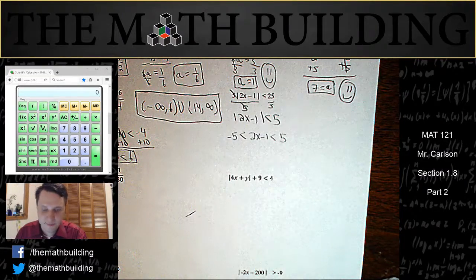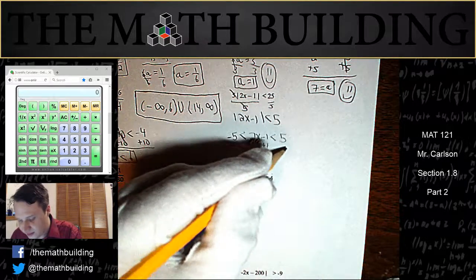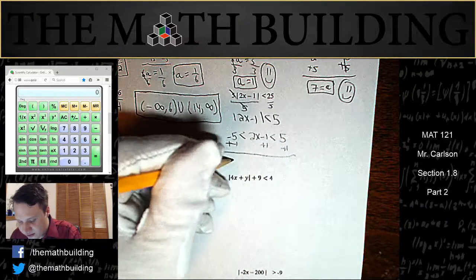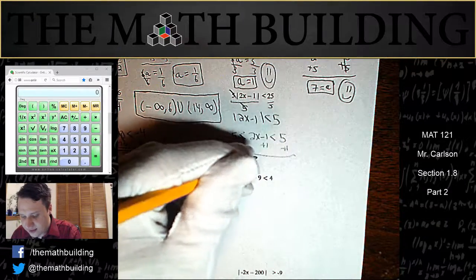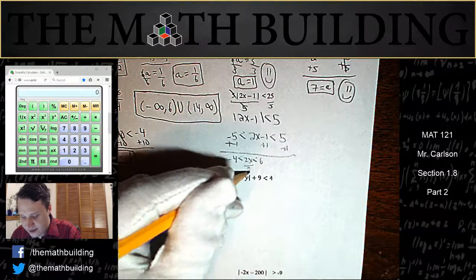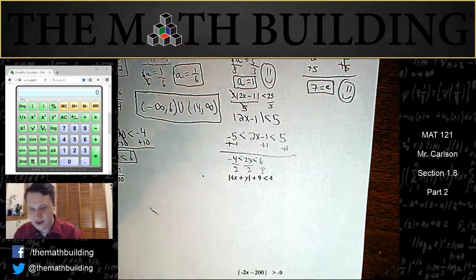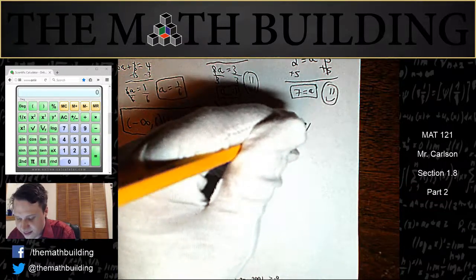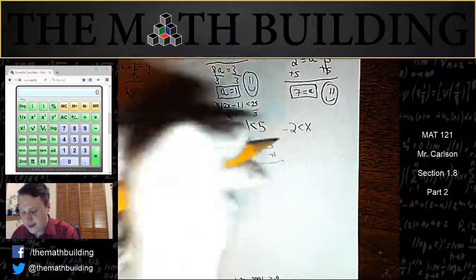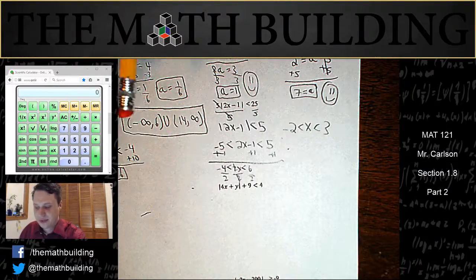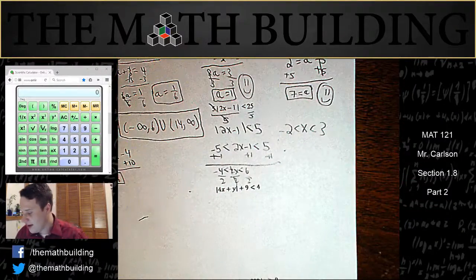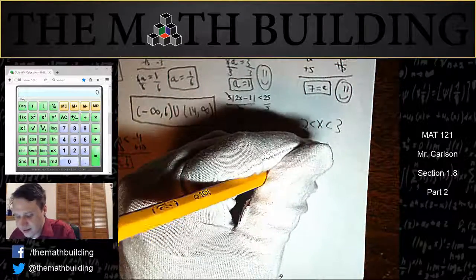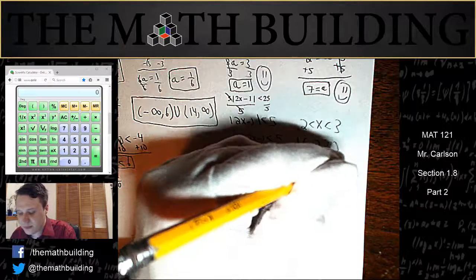It's always that way. Now let's isolate the x in the middle, add 1 to all three sides. Gives us negative 4 is less than 2x is less than 6, and divide by 2 on all sides. And when you do that, we'll get negative 2 is less than x, because they cancel, and 6 divided by 2 is 3. So we have negative 2 less than x less than 3. Interval notation, that would be parenthesis, negative 2 comma 3, parenthesis.